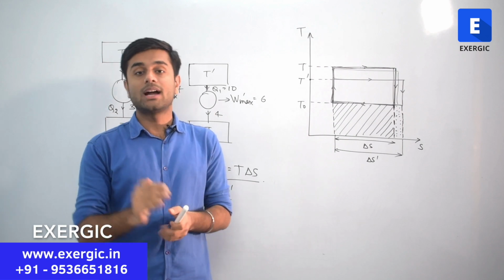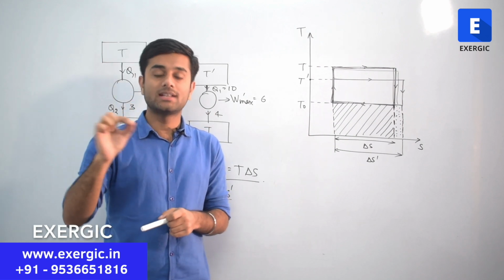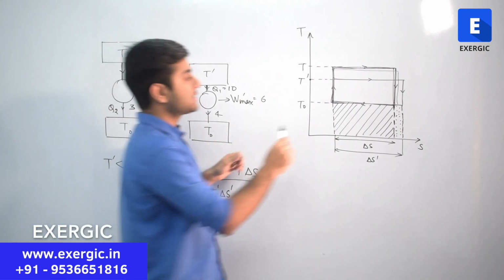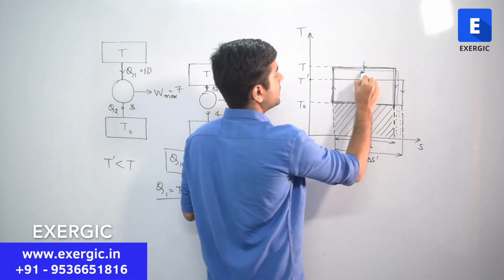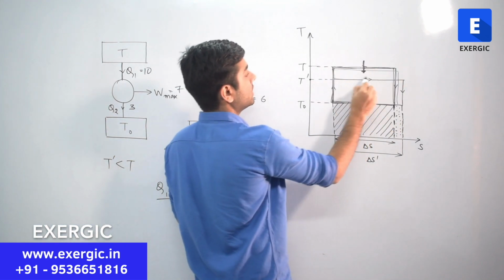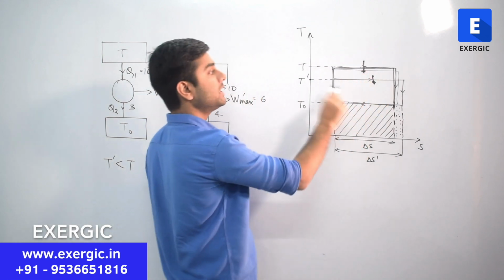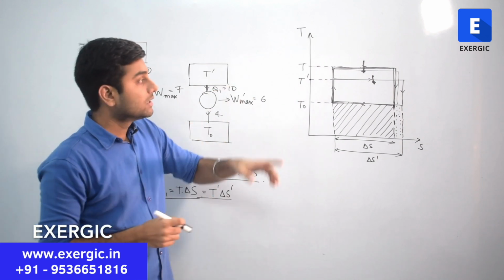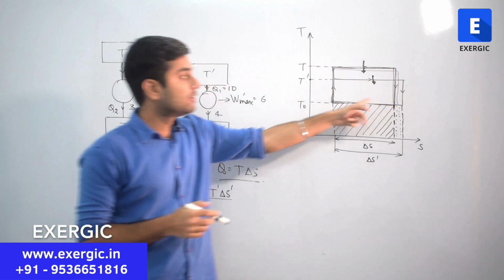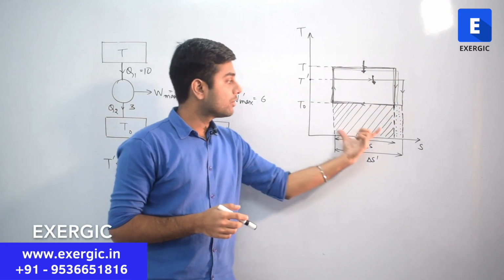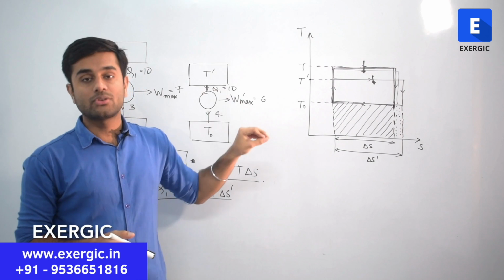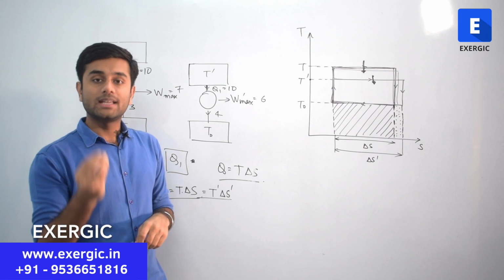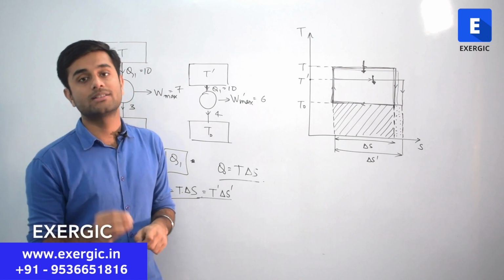We also know that the higher the temperature from which heat is being rejected, the more will be the available energy. That is also being verified from it. This is the case when the temperature at which we are getting heat is more. In this case, we are getting the same heat, T delta S is same, but it is at a lesser temperature. And we have concluded that the available energy for this case will be more, right? This area is more because unavailable energy is less. So the graph is also concluding that the higher the temperature from which we are getting the heat, the more will be its available energy or availability.